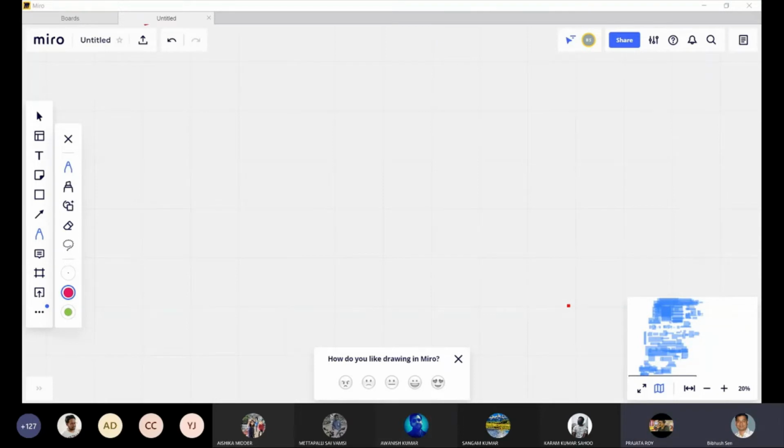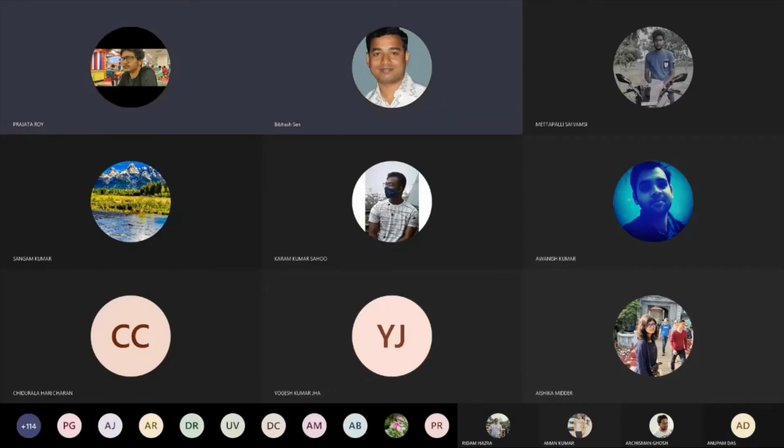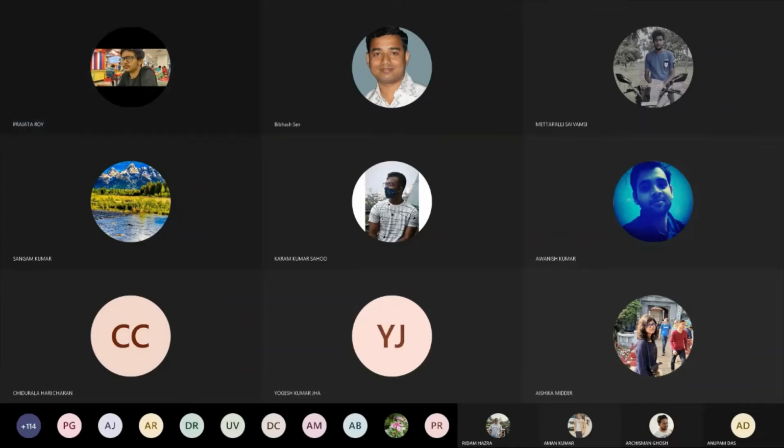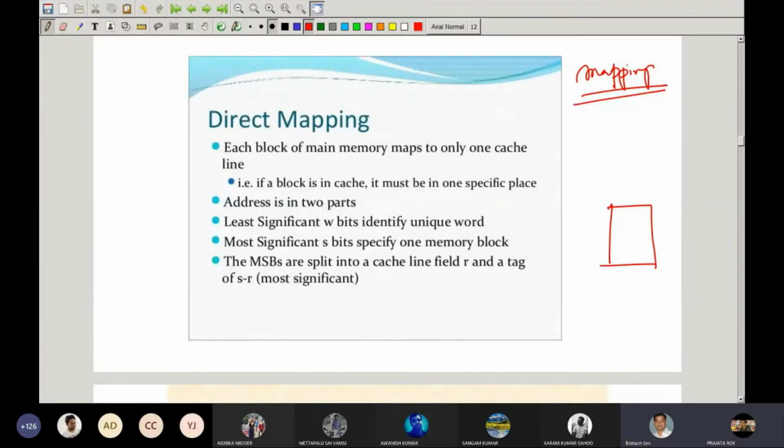Sir, one question. Is another advantage of direct mapping that conflict misses won't happen? Conflict misses won't happen, sir? Conflict misses generally have a chance to happen if you are accessing pages which will take the same location of the cache block. Okay, so direct mapping might have conflict misses. May have, or there is a chance we get conflict misses.